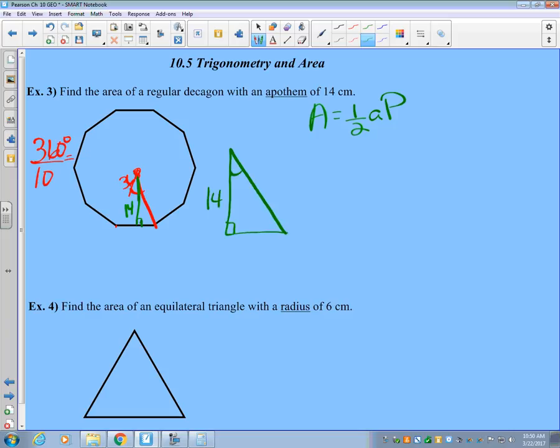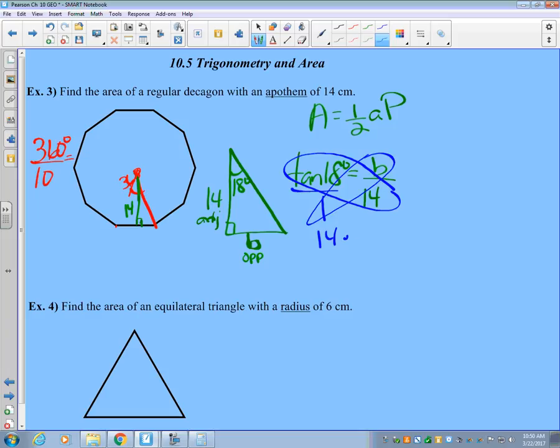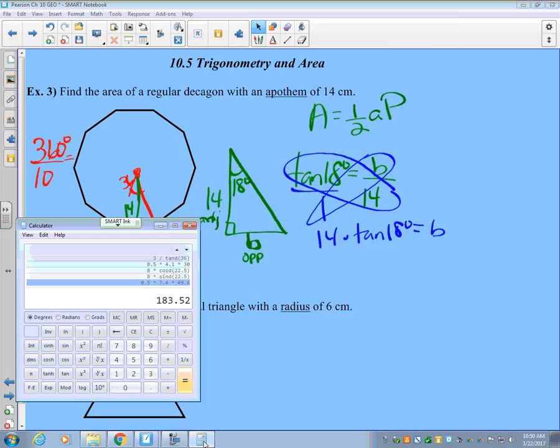And so let's pull out our little triangle. Apothem is 14. Half of 36 is 18. To find the perimeter, we need to find this little base right here. So we got opposite and adjacent, and that is tan. Tan of 18 degrees is opposite over adjacent. Oh, and this is even super sweet. It's going to be 14 times tangent of 18 equals B. That is all just a calculator.